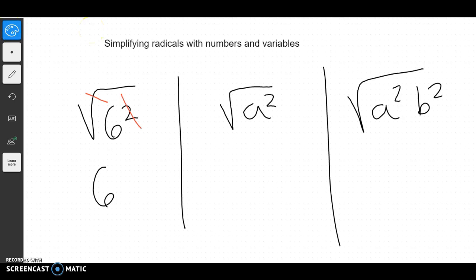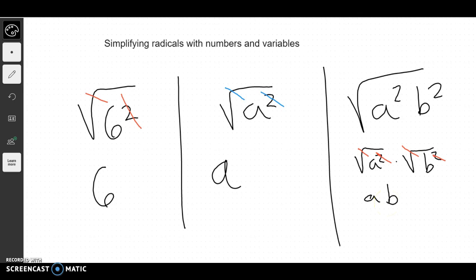Well, if we have a variable, the same thing will happen. That square will cancel with the square root, and we'll just get a. And if you remember from the last video too, we can separate square roots, since there's only multiplication in between. That's squared, and that radical will cancel. That's squared, and that radical will cancel. And I'll get a, b. So again, the big important thing today is to realize that a squared will cancel a square root.